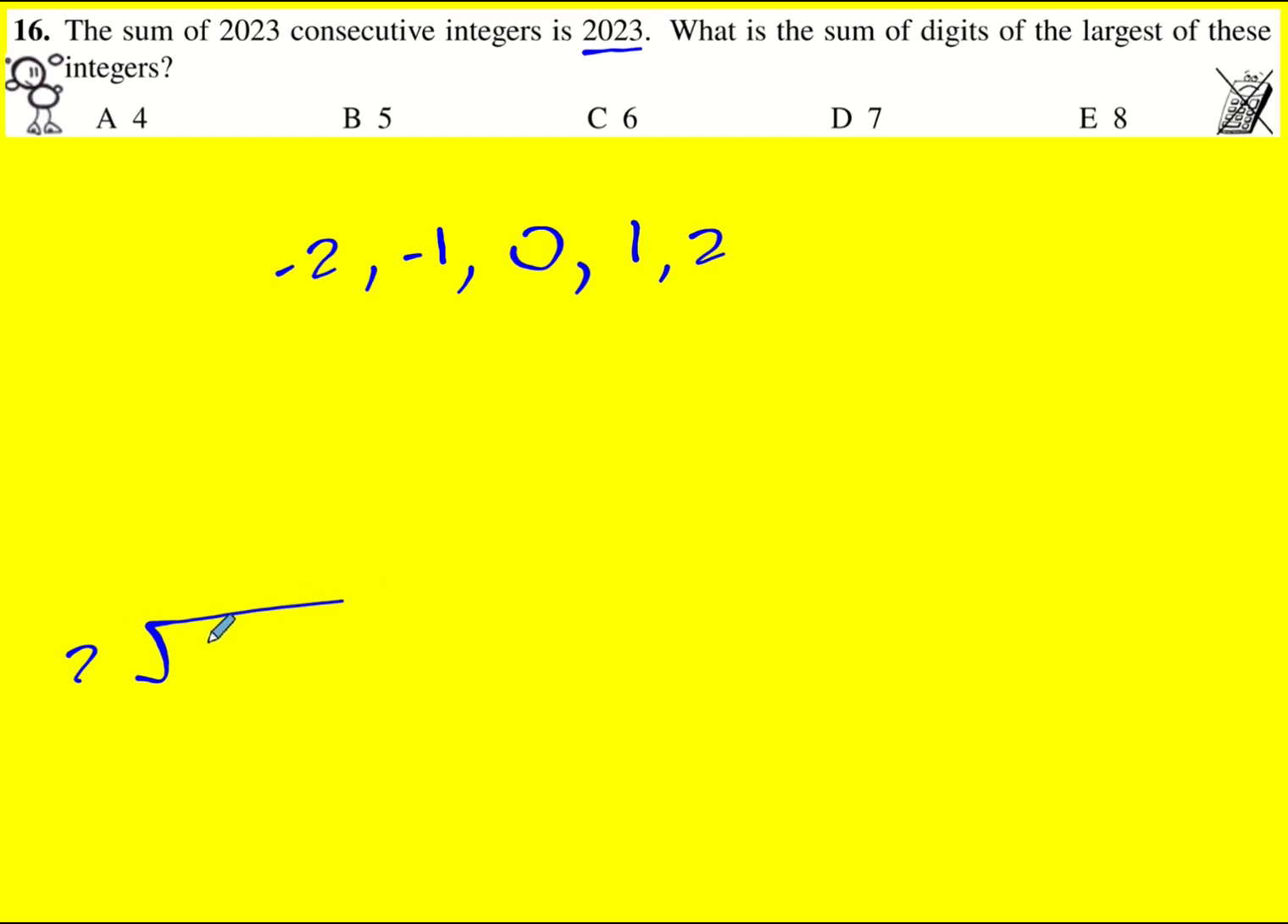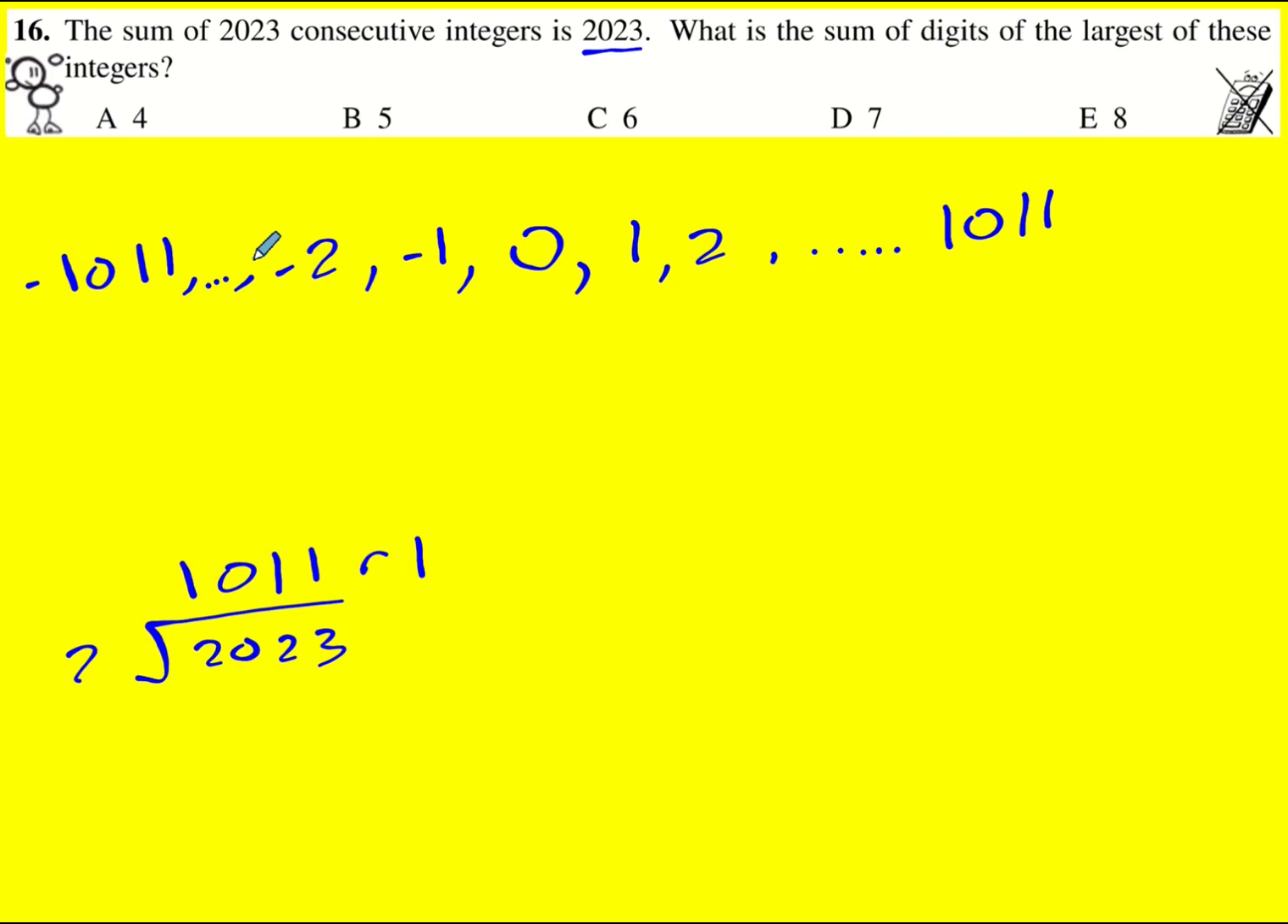I decided to do 2 into 2023, which is going to give me 1, 0, 1, 1 remainder 1. Now, if I go all the way to 1011 and minus 1011, then I've got from 1 to 1011 and minus 1 to minus 1011. That's going to be 2022 numbers plus the 0. I've actually got 2023 numbers here, and I'm going to get a sum of 0.